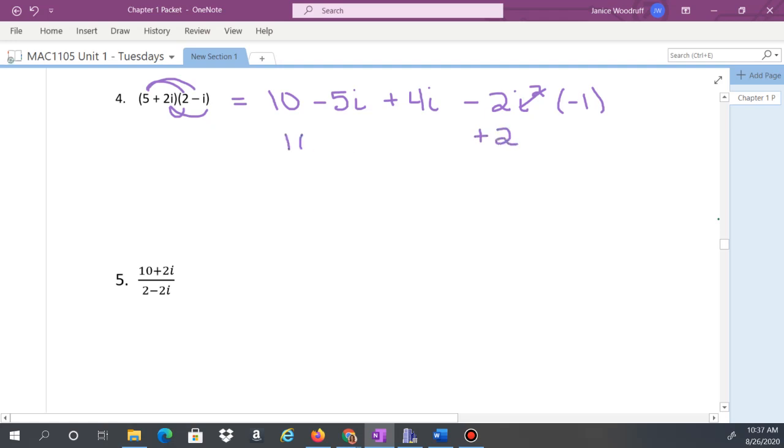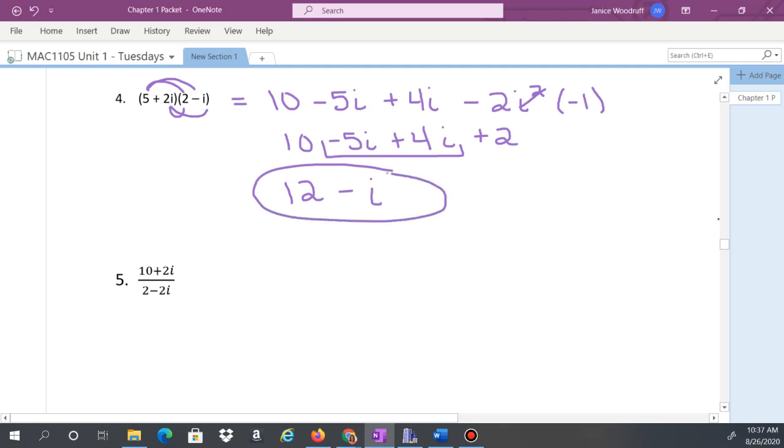And if we bring down the rest of the problem, we can then combine like terms. So we have a 10 plus 2 would give us a 12. And then we have a negative 5i plus 4i will give us a negative 1i. So we can just do minus i. We don't need to write the 1 in front of our i.